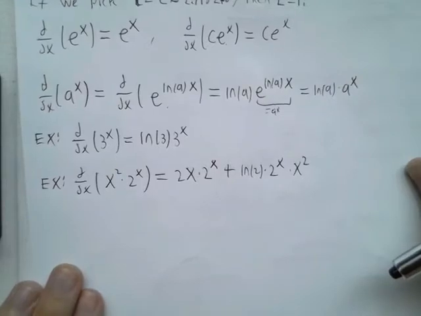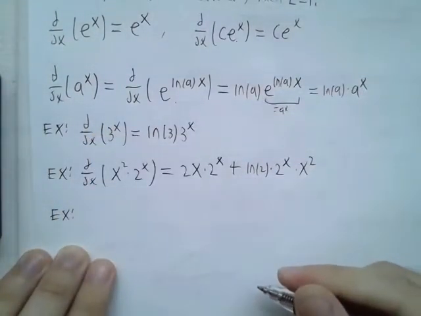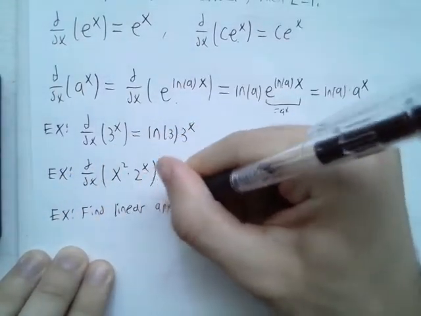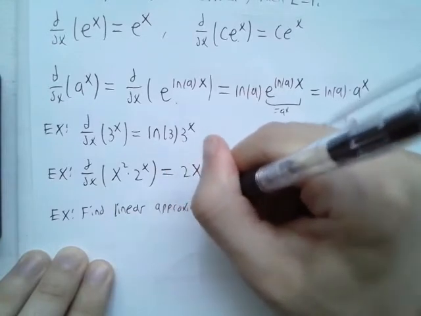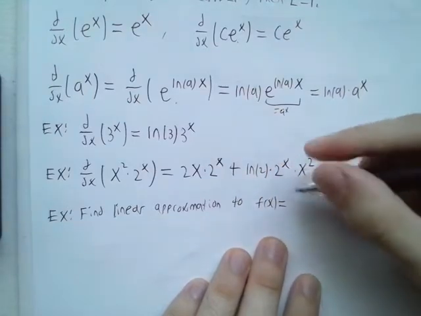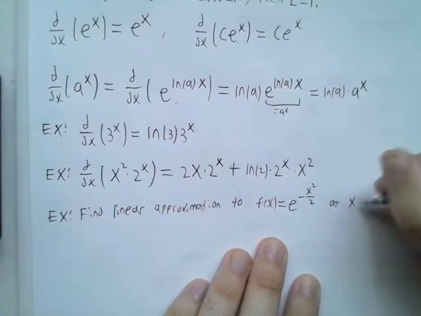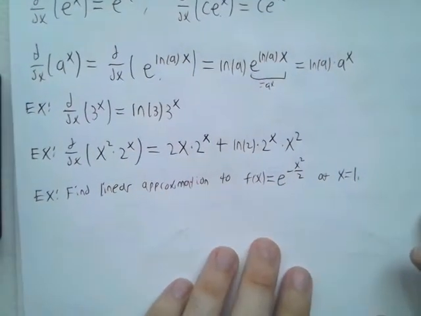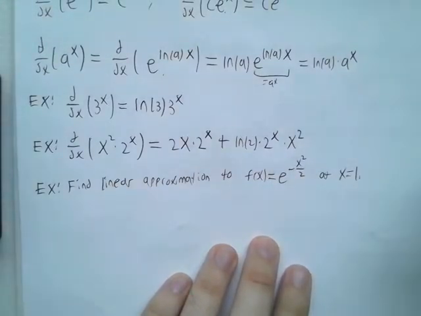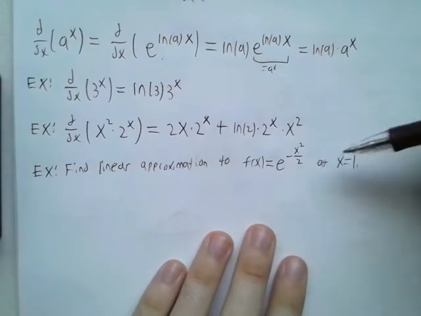Okay, let's look at another example. So let's suppose we want to find the linear approximation to the function f of x equals e to the negative x squared over 2 at x equals 1. So by the way, this function e to the negative x squared over 2 is a really useful function. It's called a Gaussian function. And so knowing how to work with this can be useful in some areas of math.